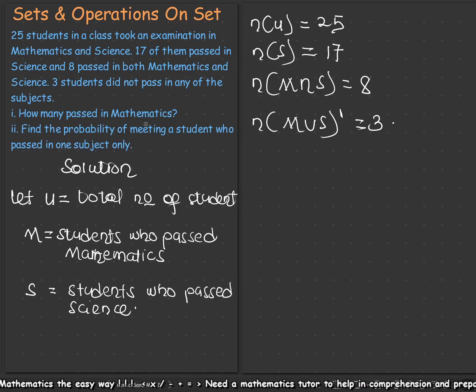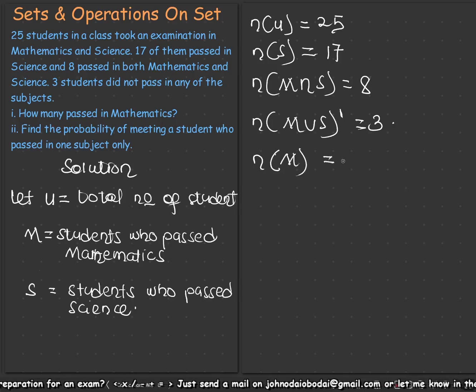Now, even though we've not been asked to represent this on a Venn diagram, it will be best we do so, so that we'll have a visual representation of what we are trying to do. In view of that, we need the total number of students who passed maths as well. So let the number who passed in maths be any variable at all. Let's just say X. With that, we can now form our Venn diagram.